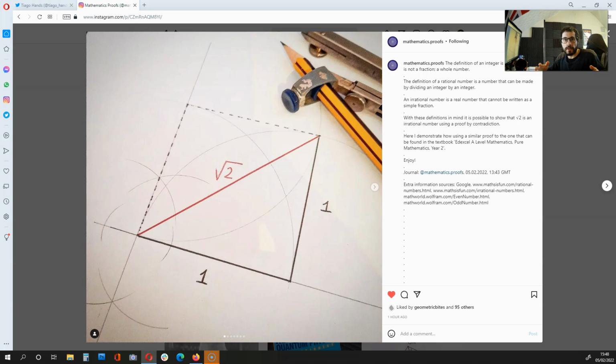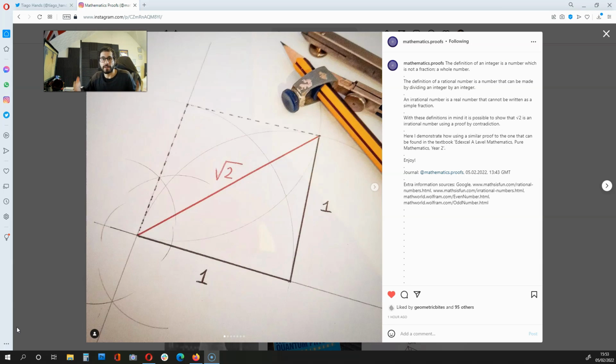Hello, in this video I'm going to be showing you how to prove that root 2 is irrational using a proof by contradiction. There are three things you need to know to prove that root 2 is irrational.